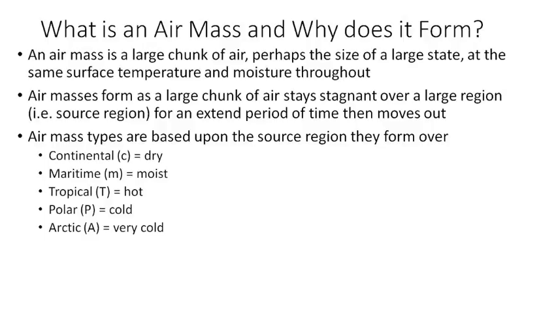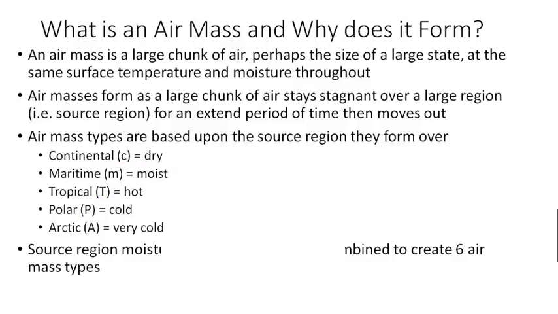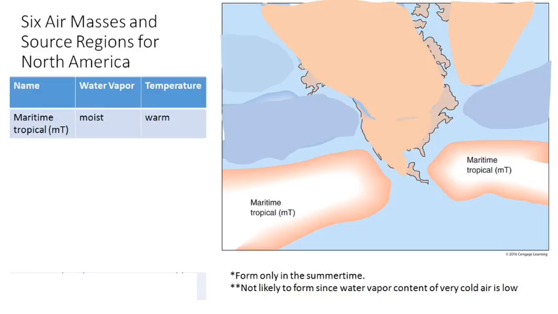Now these are the pieces that go together to make these different air masses. These aren't the source regions themselves, but a source region could be dry or moist. If it's dry, we use the letter C for continental. If it's moist, we use the letter M for maritime. It could either be hot or cold: capital T for hot, tropical, capital P for cold, polar. It could be very cold, and we use the capital letter A for Arctic. Those are the pieces that go to make these six different air mass types from these six different types of source regions.